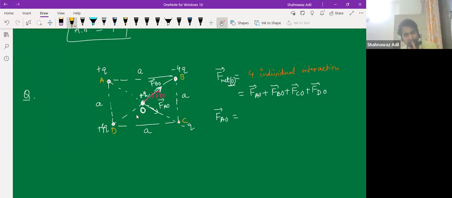It will repel. This is positive, this is negative. Okay, so it will attract. So where will this force due to C go? In this direction or in the opposite direction? Where will that force go?